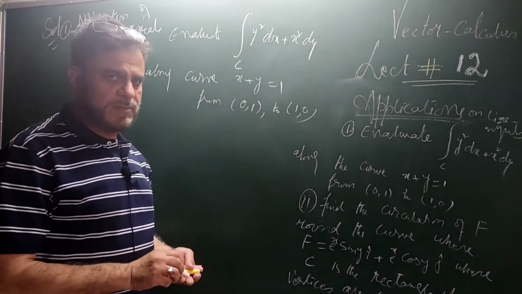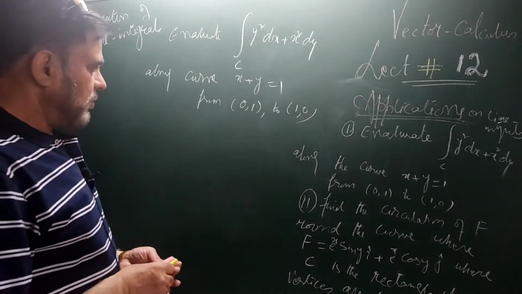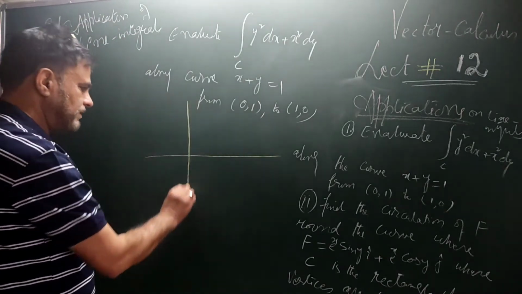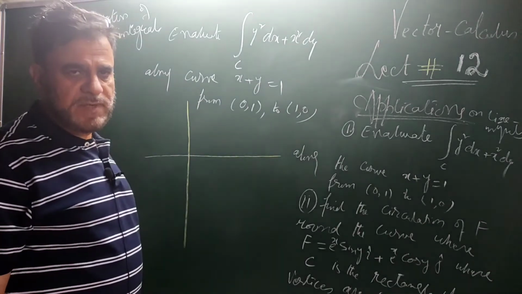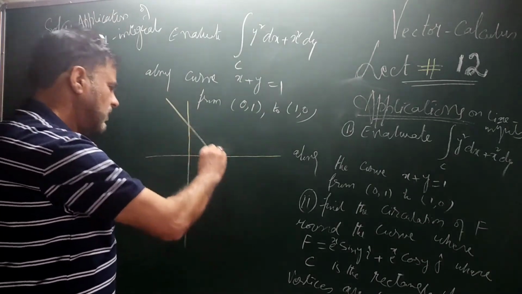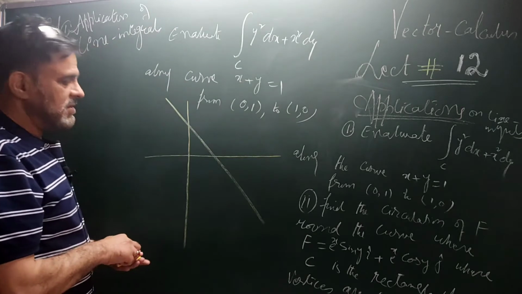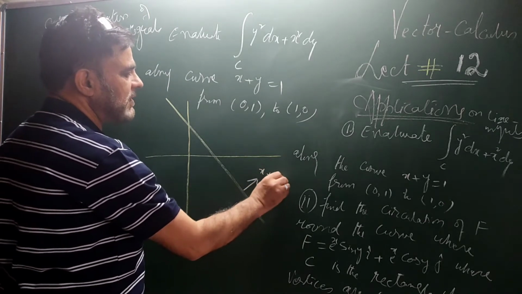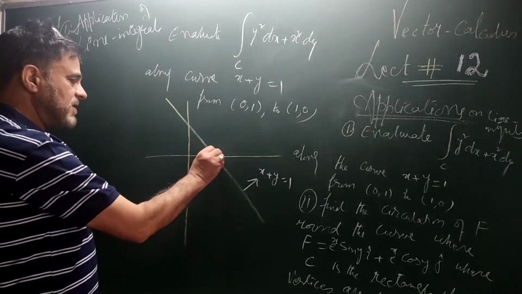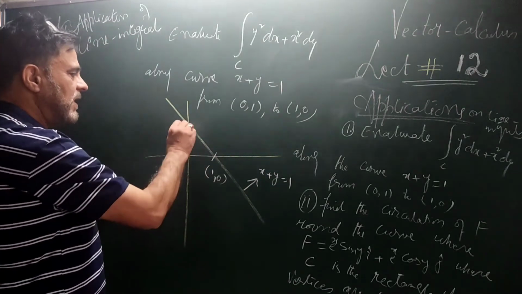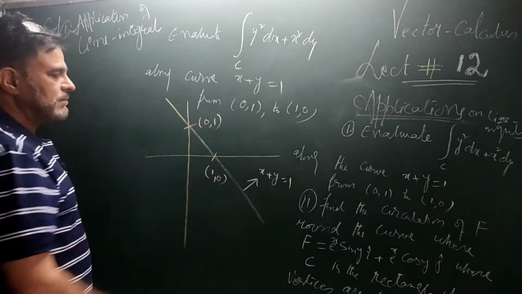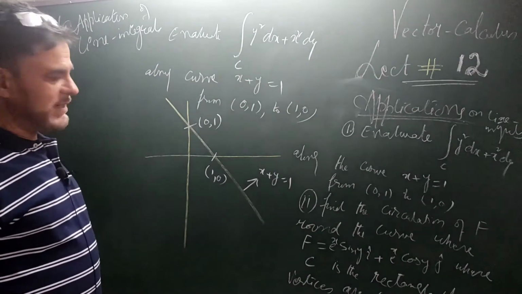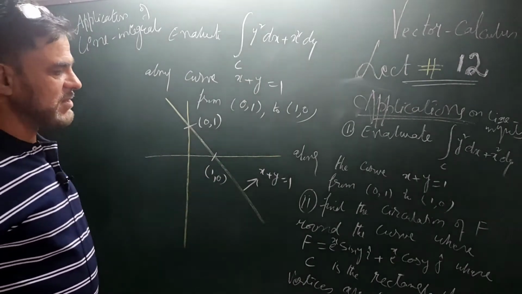Evaluate this integral. This is of course the line integral. Let us see what our curve actually is. It is a straight line, x plus y is equal to 1. This is the equation of this line. It will meet here at point 1 0, and here it is 0 1. This is my C, and we have to find out the line integral along this line x plus y is equal to 1.